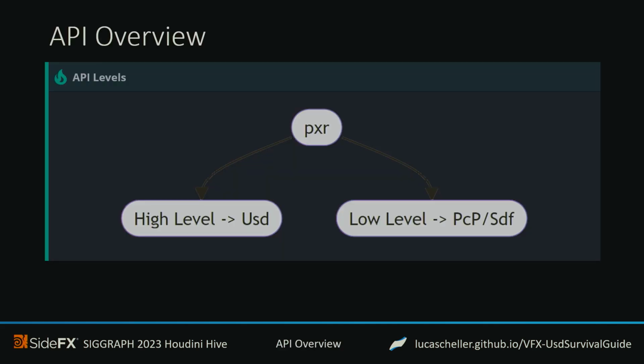So how do we get started if we want to do some coding with USD? USD is divided into two different levels. There's the USD API and the lower level SDF and PCP API.